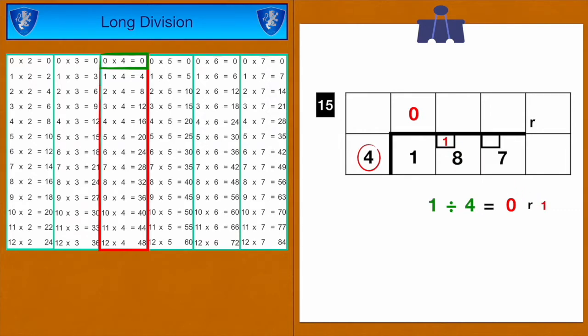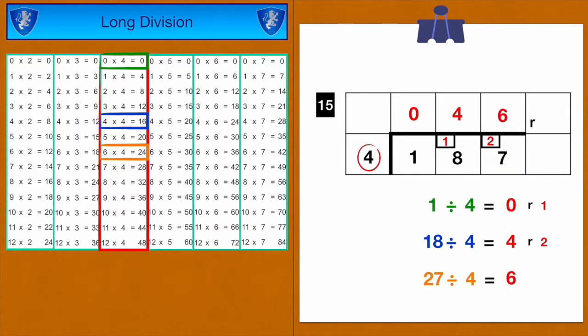divided by 4. So if you go and check here, the closest one to 18 is 16, so we know it goes in 4 times with a remainder of 2. Third step is 27. See this? 27 divided by 4. Go to your 4 times table. The closer number to 27 will be 24, which is 6 times, and a remainder of 3.